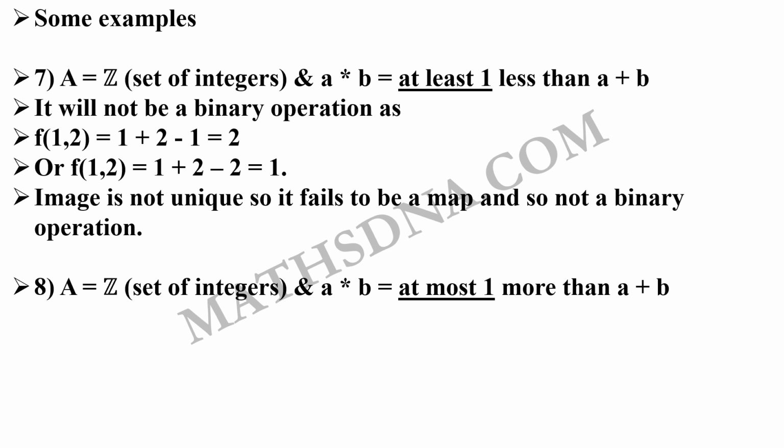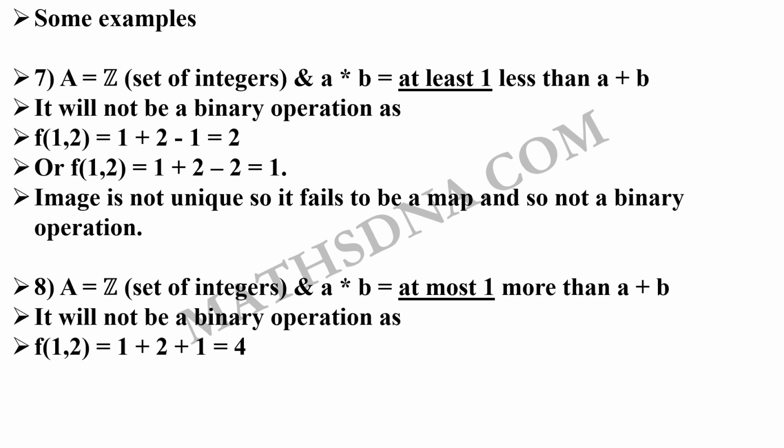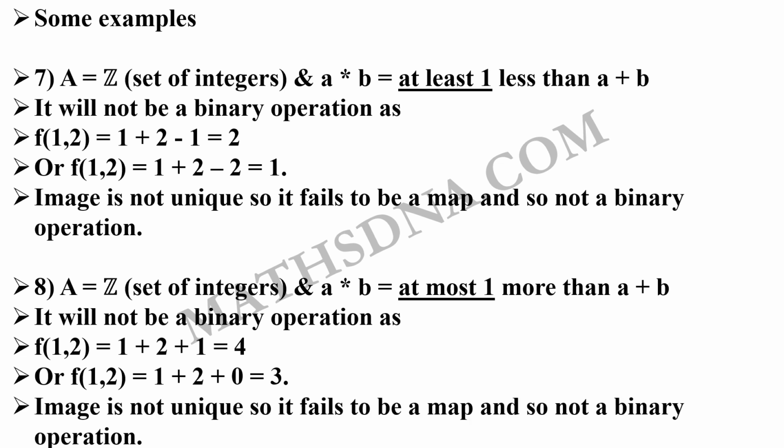A equals to again the set of integers, and A star B equals to at most 1 more than A plus B. The same example can be used, but now they are saying at most 1 more. Again, it will not be a binary operation because we can take f of (1, 2) equal to 1 plus 2 plus 1, that will be equal to 4, and also we can take f of (1, 2) as 1 plus 2 plus 0, and that will be equal to 3. So we have two different images for one single value, and that does not define a map, and hence it is not a binary operation as well.